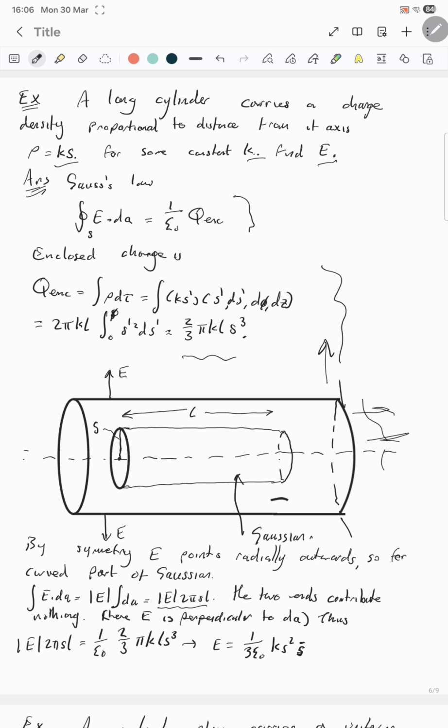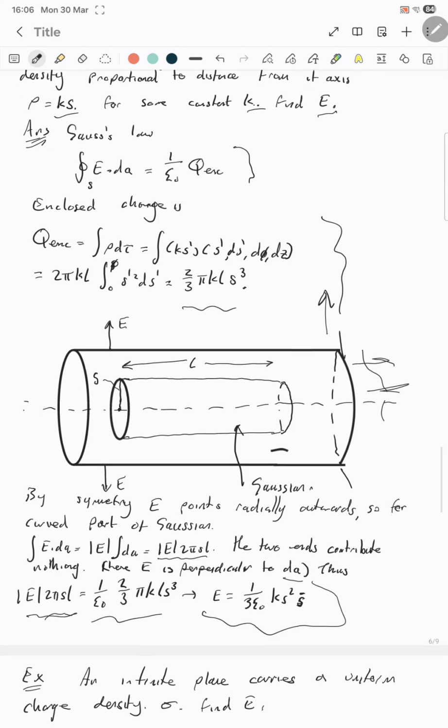Now, the two ends contribute nothing, like we said, since the electric field is perpendicular to our area element. Thus, our electric field multiplied by this gives us this, and then we divide through and we'll get this as our electric field.